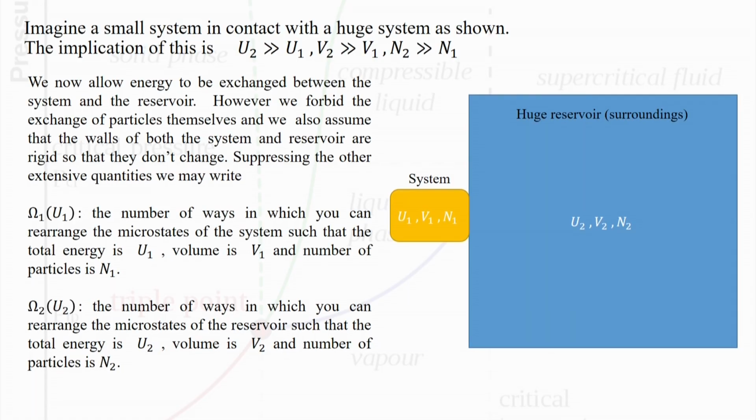Okay, let's continue. If you recall, this is how we started. We imagined a system in contact with a reservoir. The system is small compared to the reservoir, but it's still huge in terms of the number of particles, which is much larger than 1. We are going to assume that all the time.